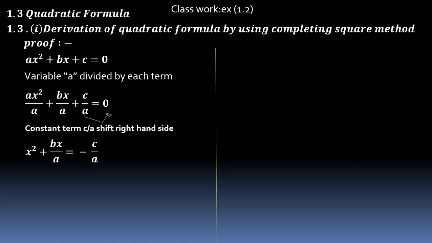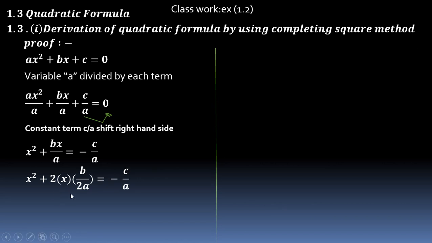We check completing the square: a squared plus 2ab plus b squared is equal to (a plus b) squared. How can we add to this equation to get the perfect square? First we check the bx upon a value according to the formula: x squared plus 2 times x times b upon 2a is equal to minus c upon a.